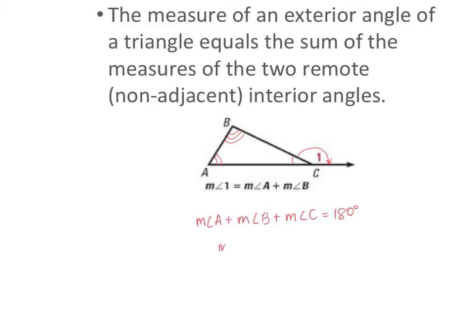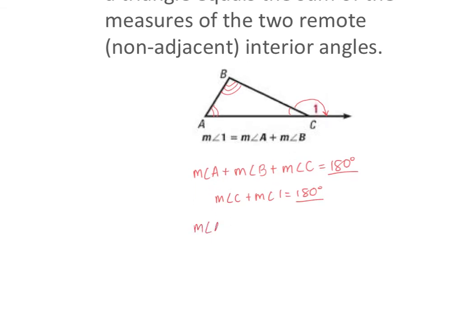We also know that the measure of angle C plus the measure of angle 1 is going to give us 180 degrees, right? So all we do is we say we're going to substitute, right? We're going to take this 180 and we're going to substitute them in for each other. So we've got the measure of angle A plus the measure of angle B plus the measure of angle C. This left side is now going to be equal to this left side, the measure of angle C plus the measure of angle 1.